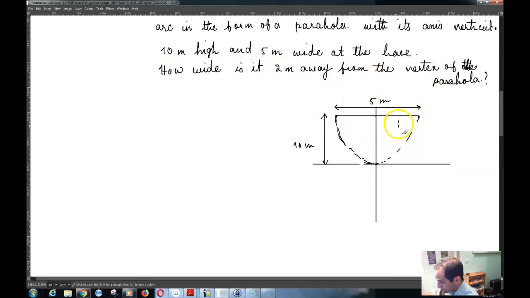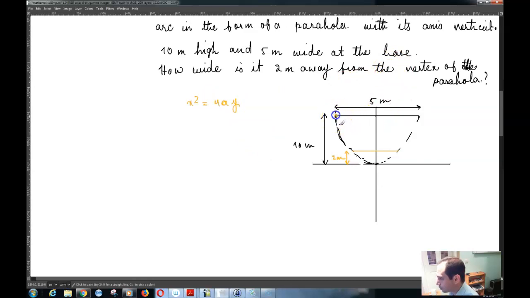So what we need to do, 2 meters away from the vertex would be, for example, somewhere over here. If, for example, let's say that if this is basically 2 meters, then what is this width over here? So in order to find basically the width of the parabola at this point, at this height, basically we need to find its equation first. And so a parabola in this configuration, the equation of that parabola can be written as x squared is equal to 4ay.